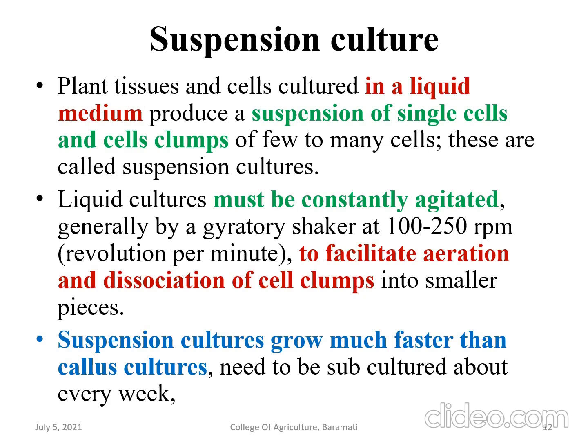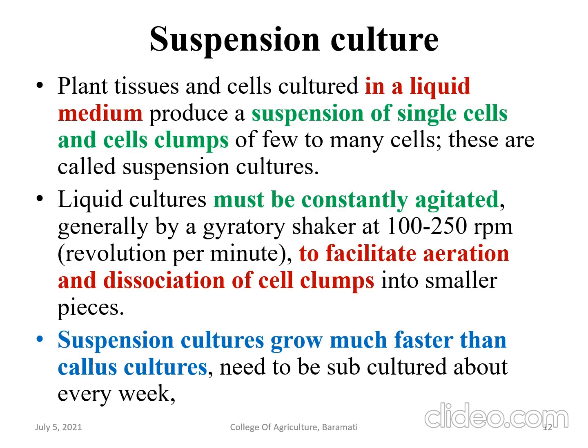Generally what happens is, whenever you put the callus mass, a friable callus mass, in a liquid media, you agitate it continuously, generally at 100 to 250 rpm. It will facilitate the aeration and dissociation of cell clumps into smaller pieces.